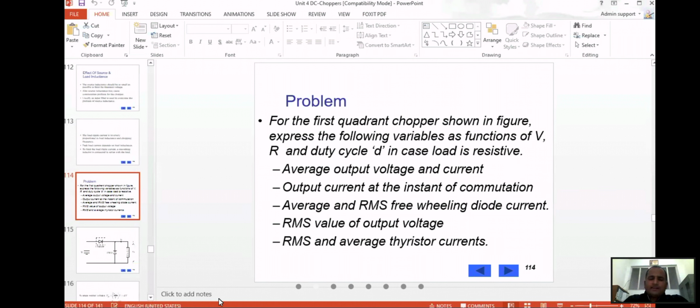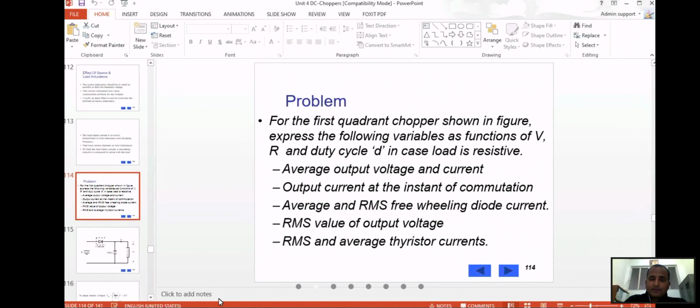This is a small problem. We have already done these problems. The derivation part we have already done, just to refresh what we have learned in the previous slide. So this is a small problem for the first quadrant chopper shown in the figure. We have already done this.